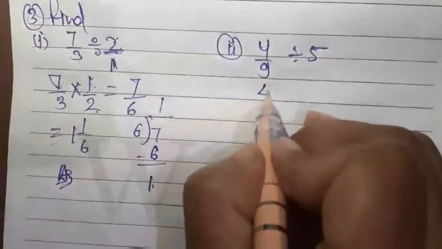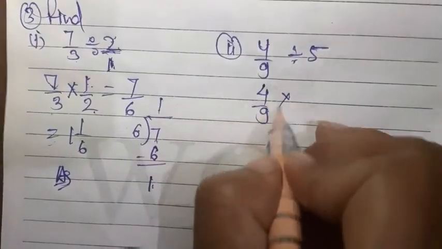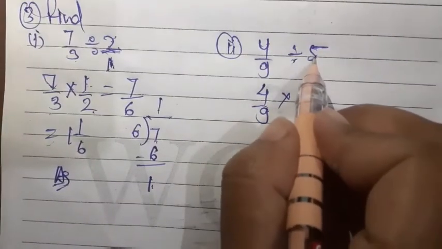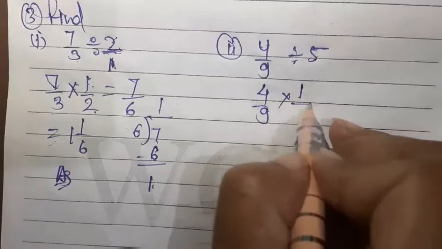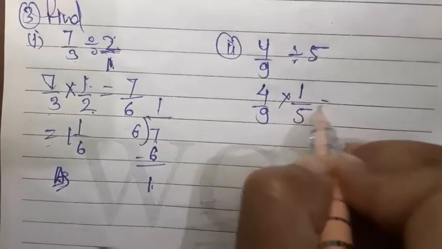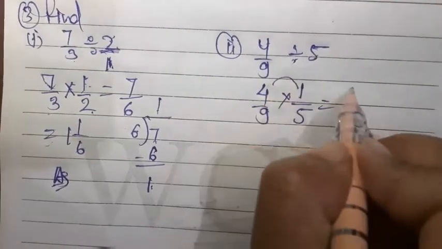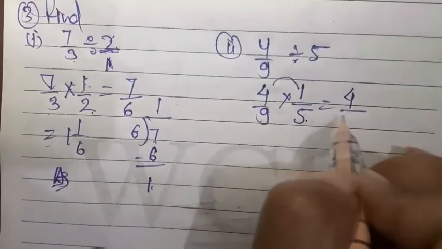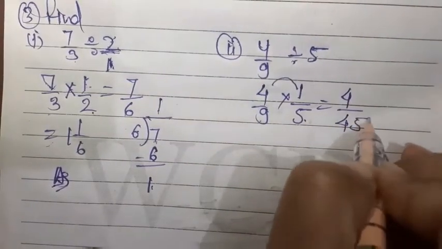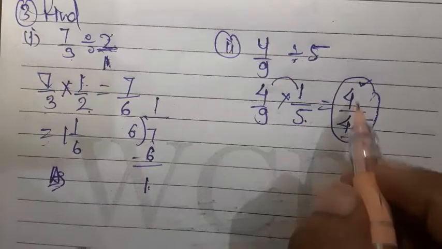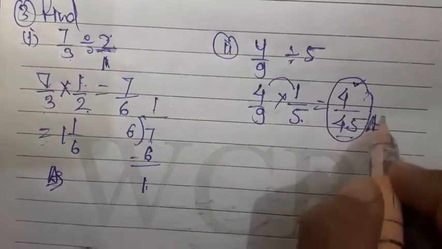Next, here 4 by 9, multiply, and the reciprocal of 5 we have 1 by 5. Multiply this value. So here 4 times 1 is 4, 9 times 5 is 45. So here the new answer is 4 by 45.